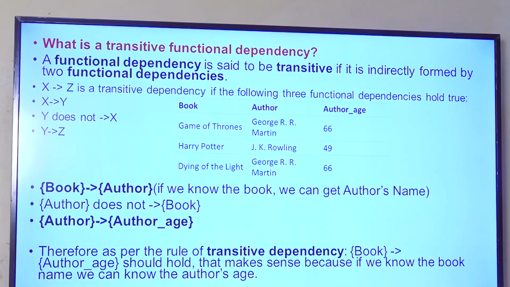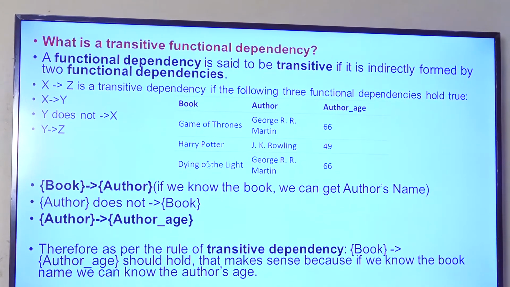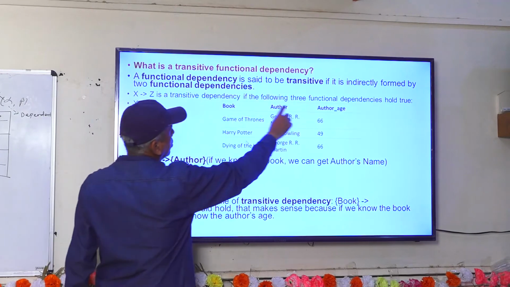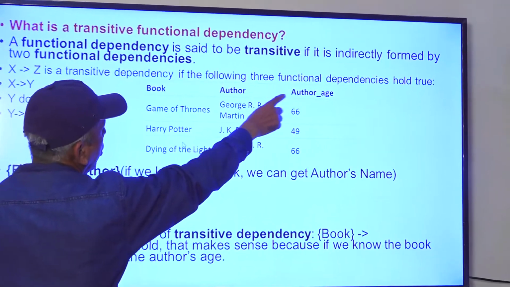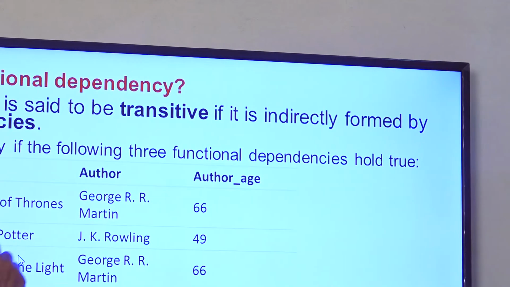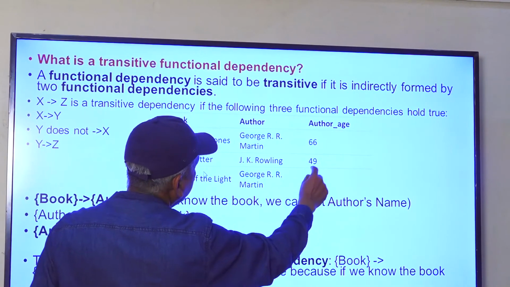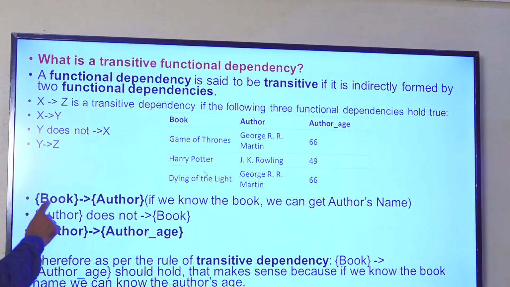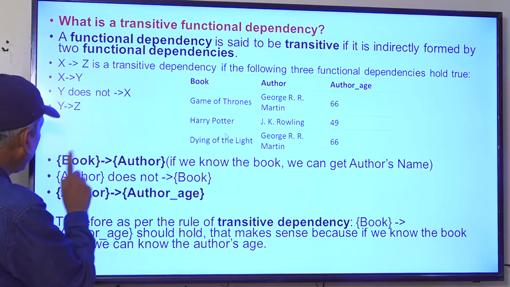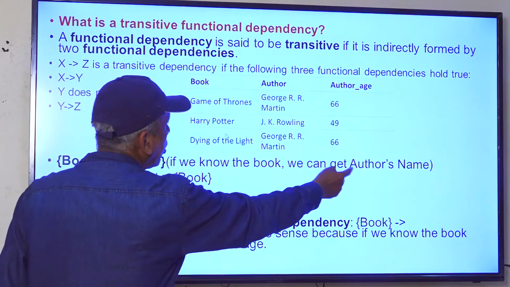For example, this is our book table: book name, author, author age. The name of the book is Game of Thrones. This author is Martin. The age of this author is 66. From the book we can get the author. Whenever we purchase a book, we definitely know the author written on that book. So book produces author. That means author depends on the book, and if you know the book, then we can get the author's name.